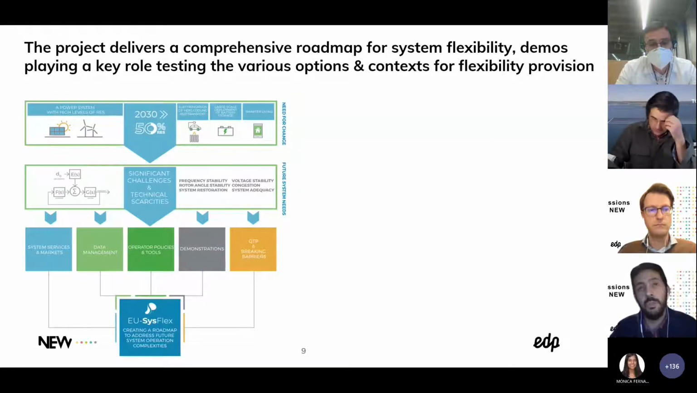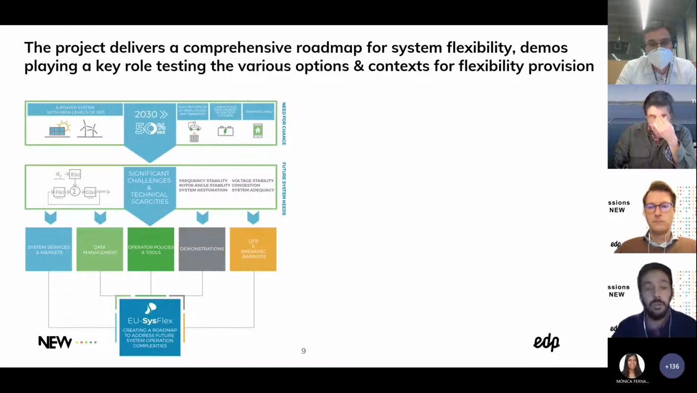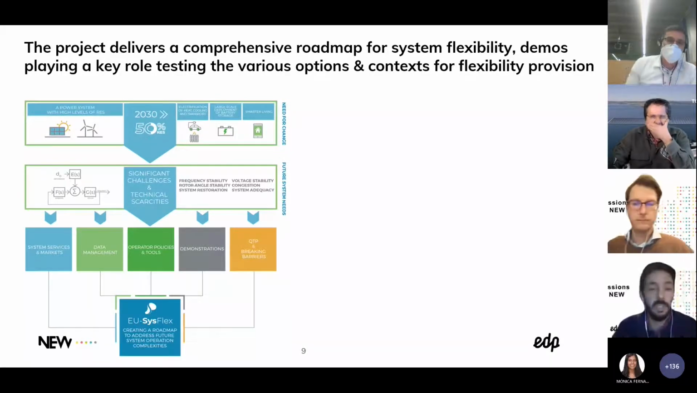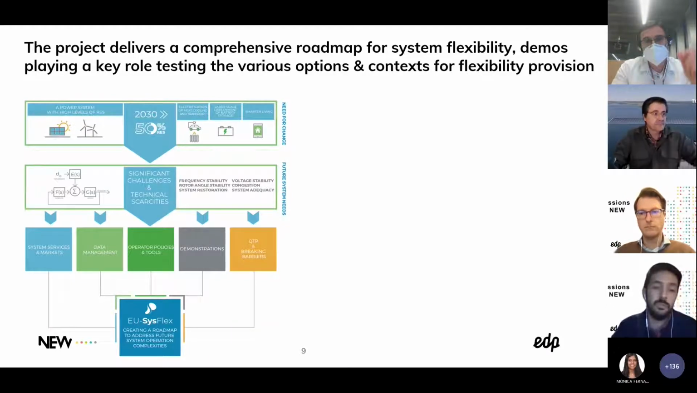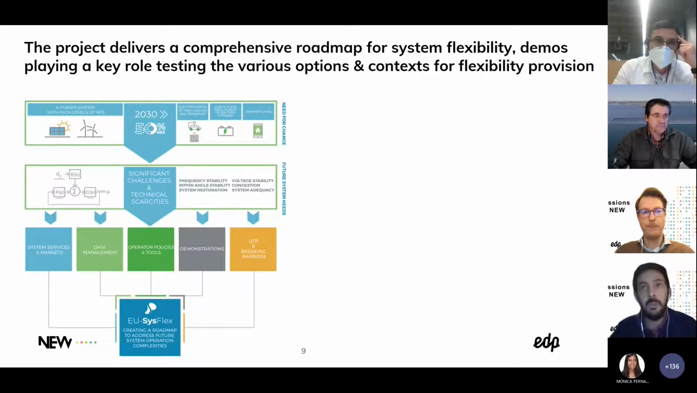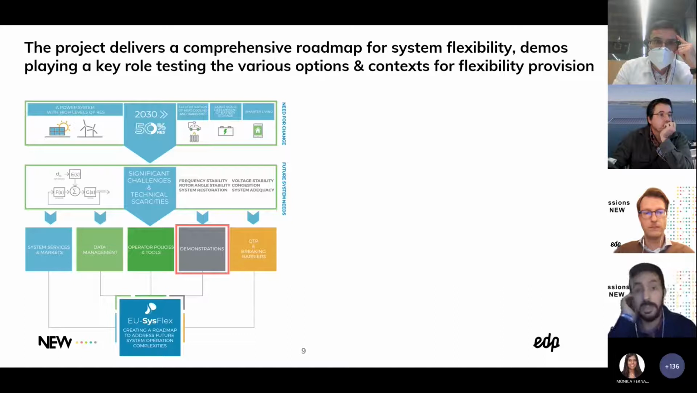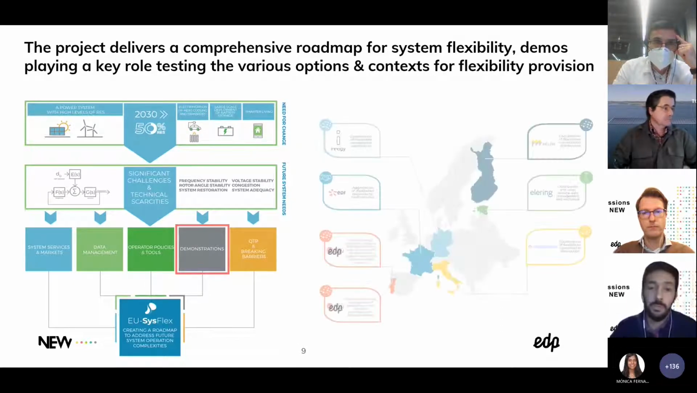This will all lead to the project's end game, which is really this flexibility roadmap, in which we're going to list, in a very comprehensive manner, how the system as a whole can achieve these figures. What challenges are arising, and how can we accommodate them? Pivotal to all this are demonstrations. Demonstrations is where we'll be testing the various options in various contexts for the provision of flexibility across Europe.